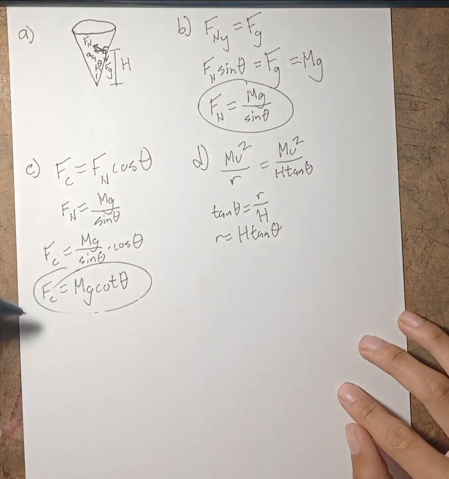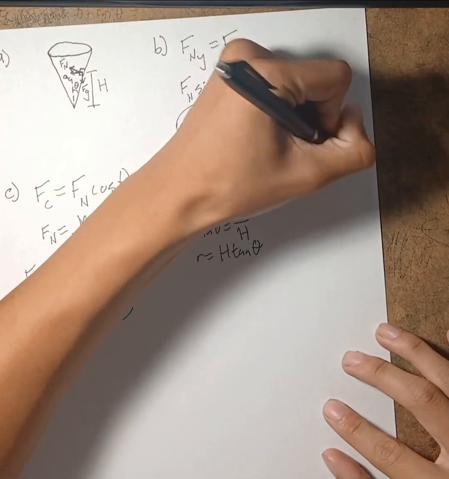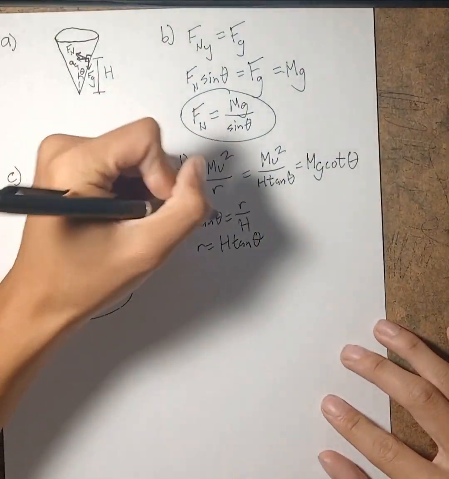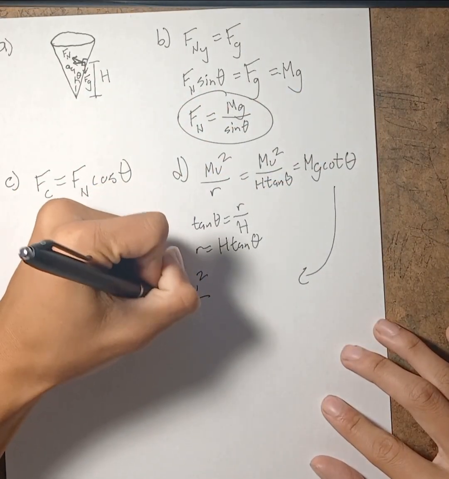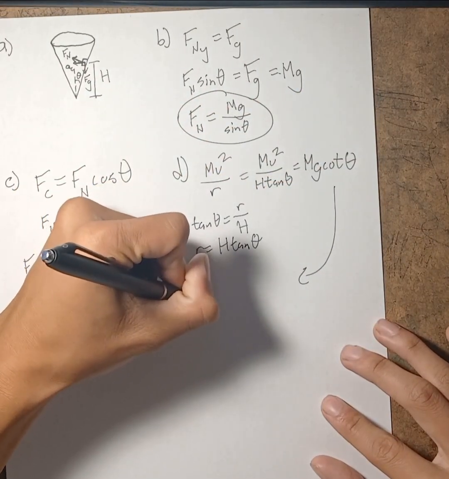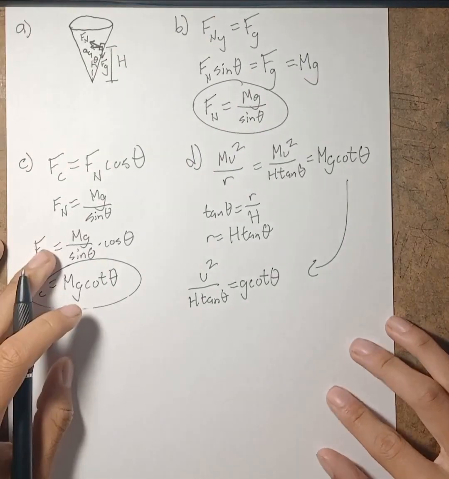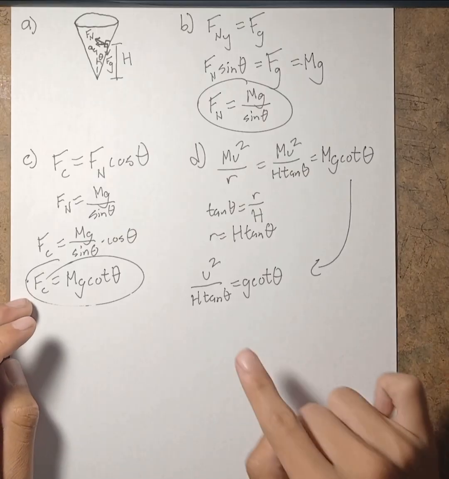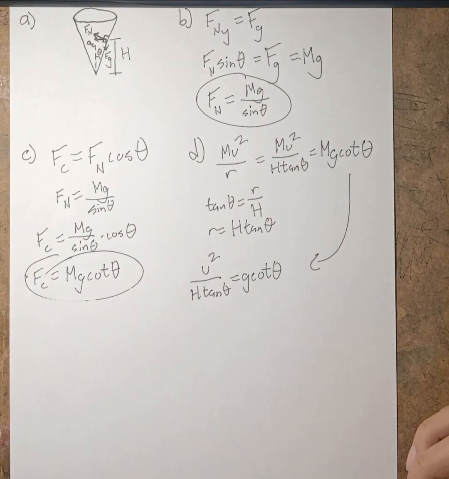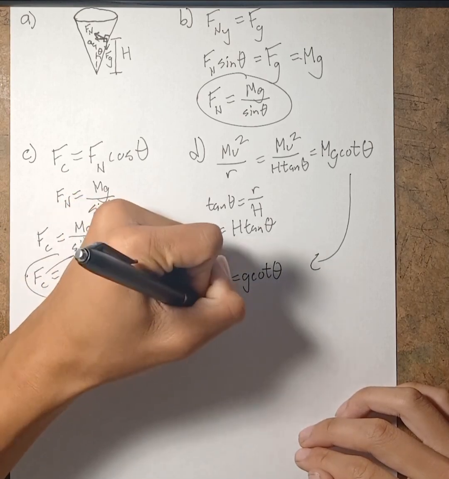What else do we know about Fc? It equals mg cotangent theta. And so we set those equal as well. Bring this down here. The m's cancel, so we're left with v squared over h tangent theta equals g cotangent theta. Multiply both sides by h tangent theta.